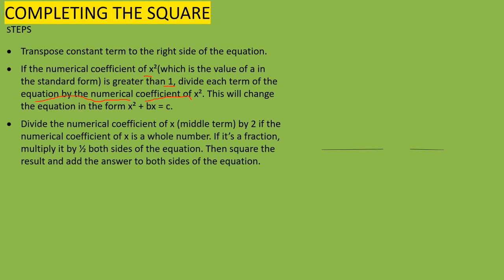Okay? I-divide natin each term to the equation by the numerical coefficient of x squared. This will change the equation in the form x squared plus bx is equal to c. So meaning, kung ano man yung number ni x squared or a, ay yun ang i-divide natin sa lahat ng term. Next, divide the numerical coefficient of x or middle term by 2 if the numerical coefficient of x is a whole number. But if it is a fraction, multiply it by 1/2 both sides of the equation.